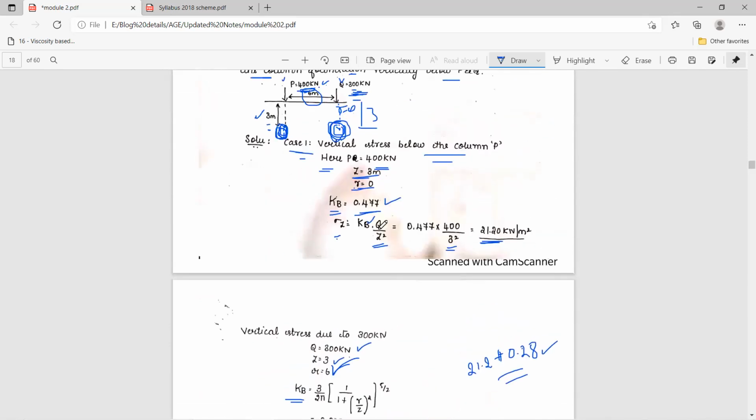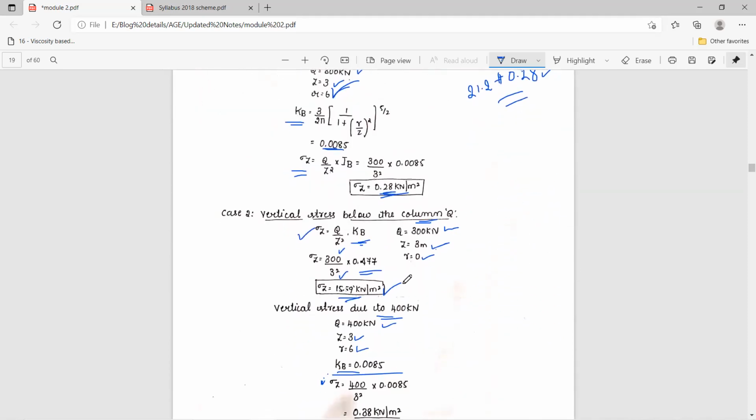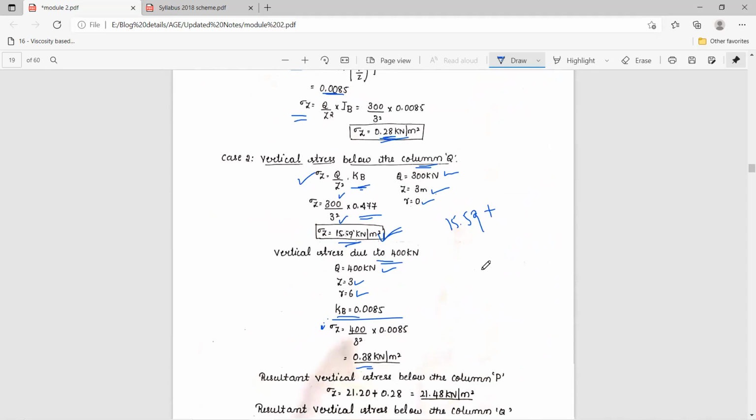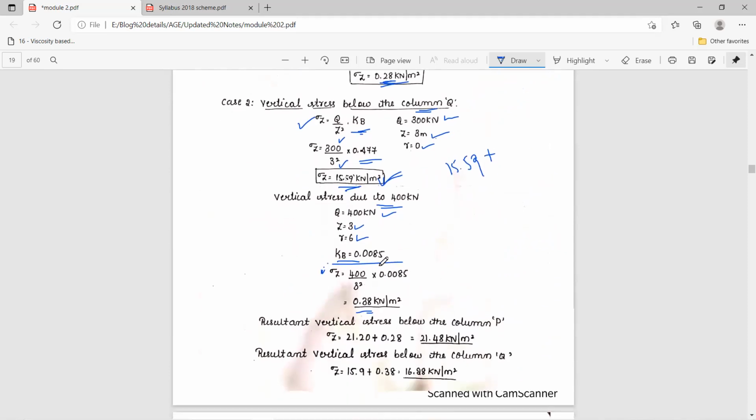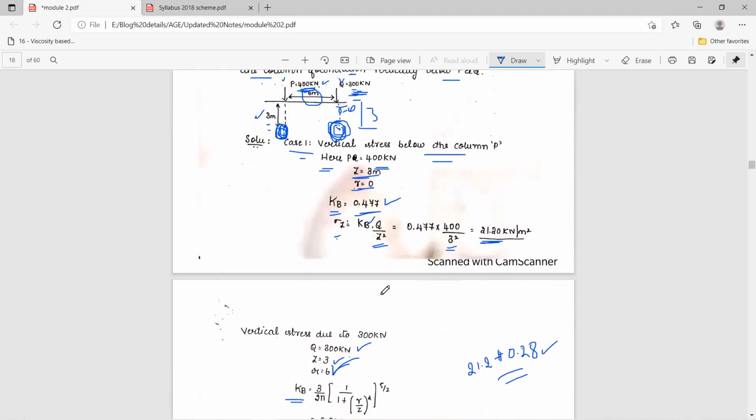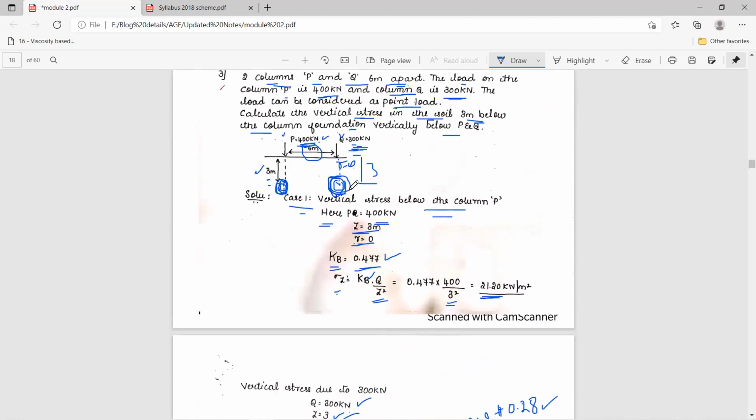Now what is the total pressure intensity acting at this point? That will be equal to 15.59 plus the pressure created because of the load applied at point P, that is 0.38. So this will be the total pressure acting at this point. And this is how you need to work out this type of problem.